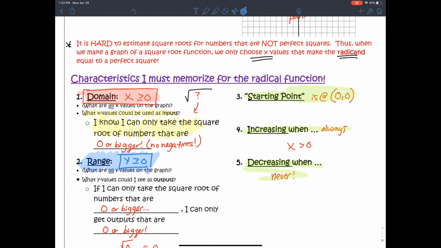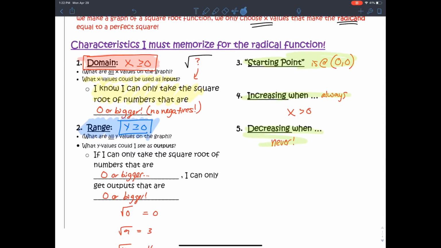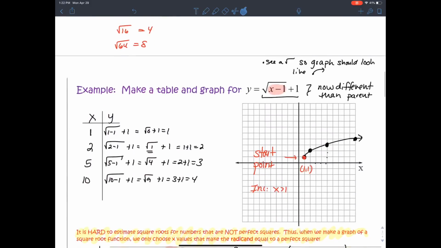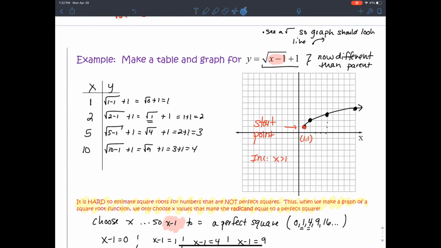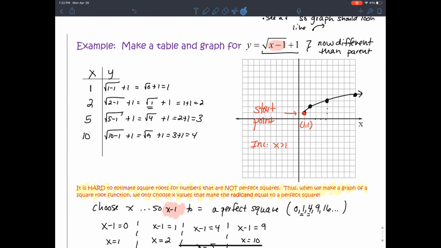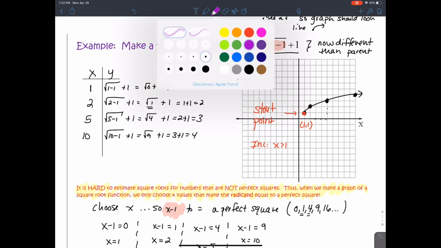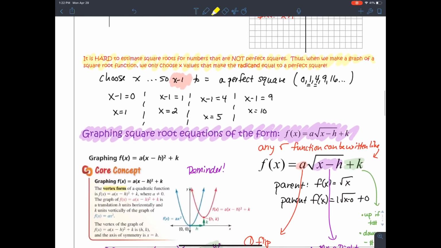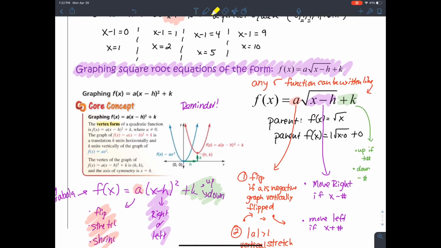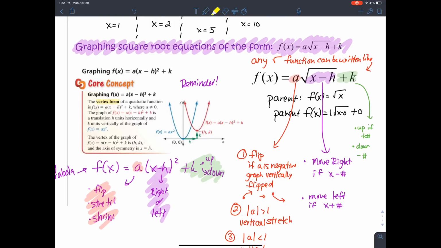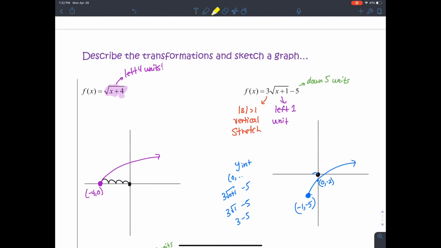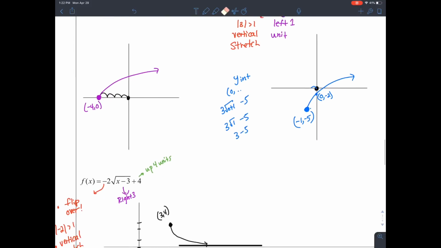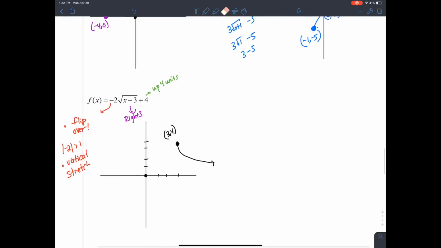And then we learned the facts. The domain is x is greater than or equal to 0. The range is y is greater than or equal to 0. We know the starting point, when it's increasing and when it's decreasing. We did an example of using a table just so we could practice choosing x values that actually made our radicand something we could evaluate without a calculator. So just a skill to practice, and then we graphed it. And then we looked at the transformations right away. Very similar to the parabolas, we know what all the letters do. So if I was given an equation, I can tell you the transformations and use that to sketch a graph. So that is your notes for today.